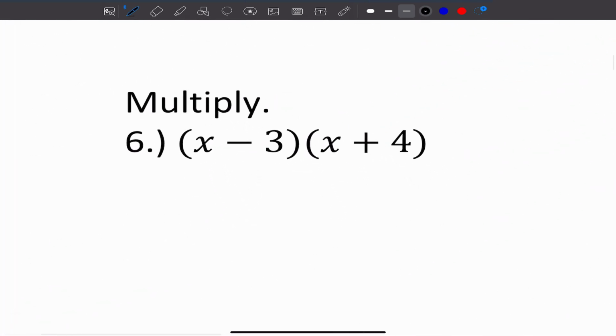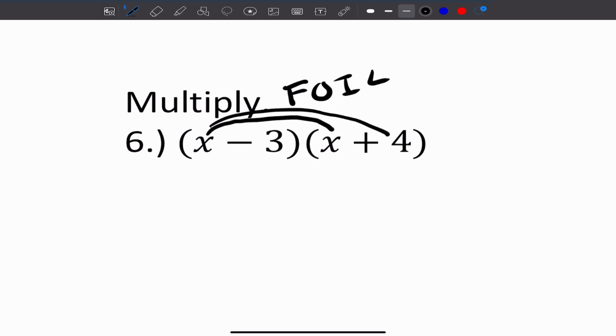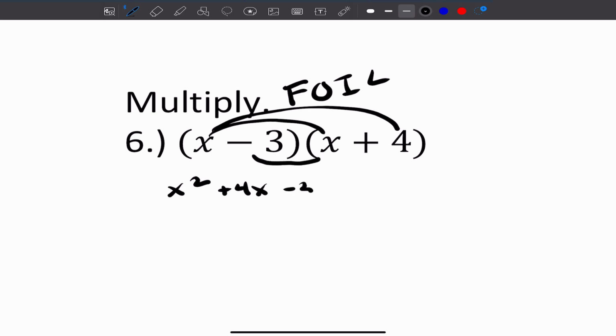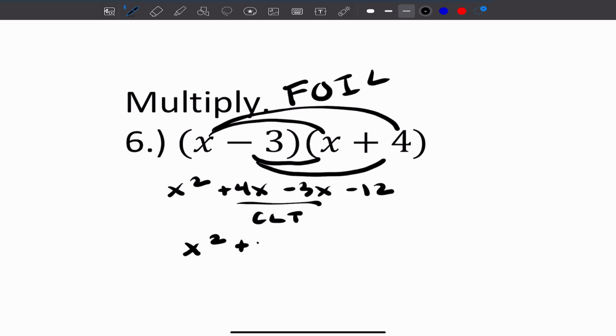Number 6, we're going to multiply. We have two binomials, and I'm going to FOIL. FOIL means first, outer, inner, last. So I'm going to multiply the first, then the outer, then the inner, and there's the last. So x times x is x squared. X times positive 4 is positive 4x. Negative 3 times x is negative 3x. And then negative 3 times positive 4 is negative 12. Don't forget to combine the like terms. So you have x squared plus x minus 12.